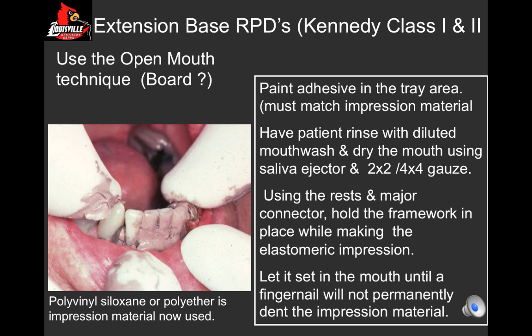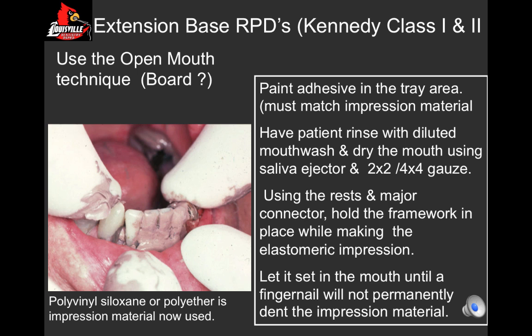When you have an extension-based RPD, you will use the open mouth technique. After adjusting the trays, paint adhesive in the tray and make sure you use the proper adhesive that fits your impression material. Then allow the patient to swish with some mouthwash mixed with water, and then use a 2x2 or 4x4 gauze and a saliva ejector to make sure that the mouth is very dry. You'll get better tissue detail in your impression. Then, using the rest and the major connector, hold the framework in place while making your impression. Do not push on the posterior areas.